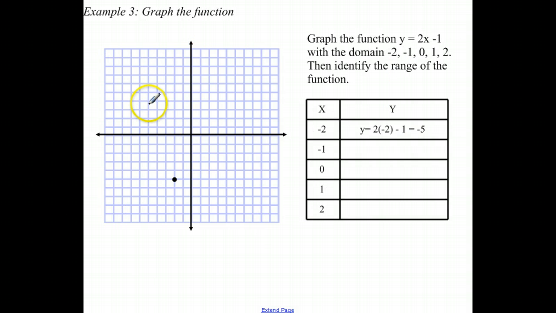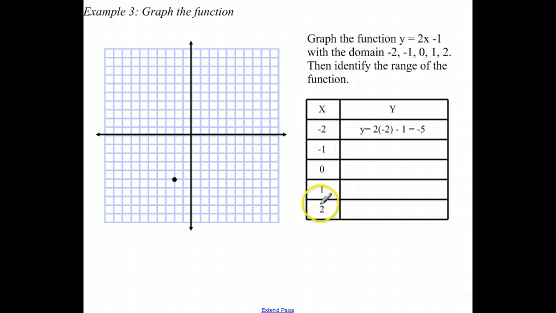The last example that we're going to cover today should be familiar because we discussed something very similar to this when we talked about the domain and the range in Chapter 1. So what I'm asking you to do is graph the function y equals 2x minus 1 with the given domain. The domain is negative 2, negative 1, 0, 1, and 2, and then identify the range of the function.